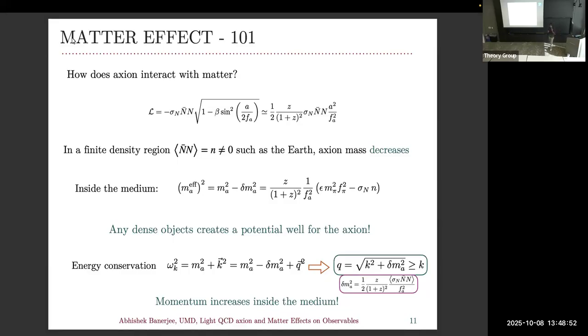And if I think of energy conservation, that means if I'm thinking of some wave coming in, the momentum increases inside the potential well. That's 101 quantum mechanics, right? We're just discussing quantum mechanics. I have a wave, I have a potential well, so the momentum inside the well is more than outside. So the momentum inside, Q, is greater than K: Q squared is K squared plus how much the mass has decreased, and that is greater than or equal to K. So momentum increases, mass decreases, that's what happens.